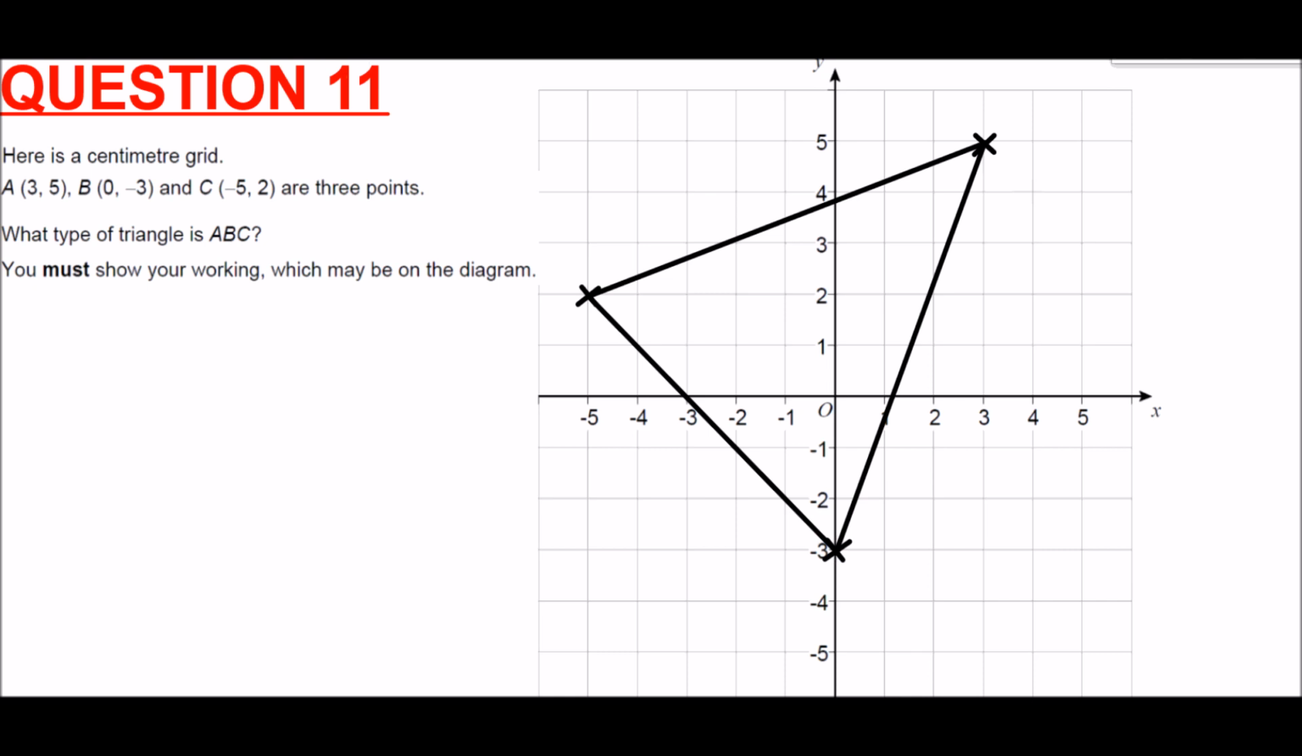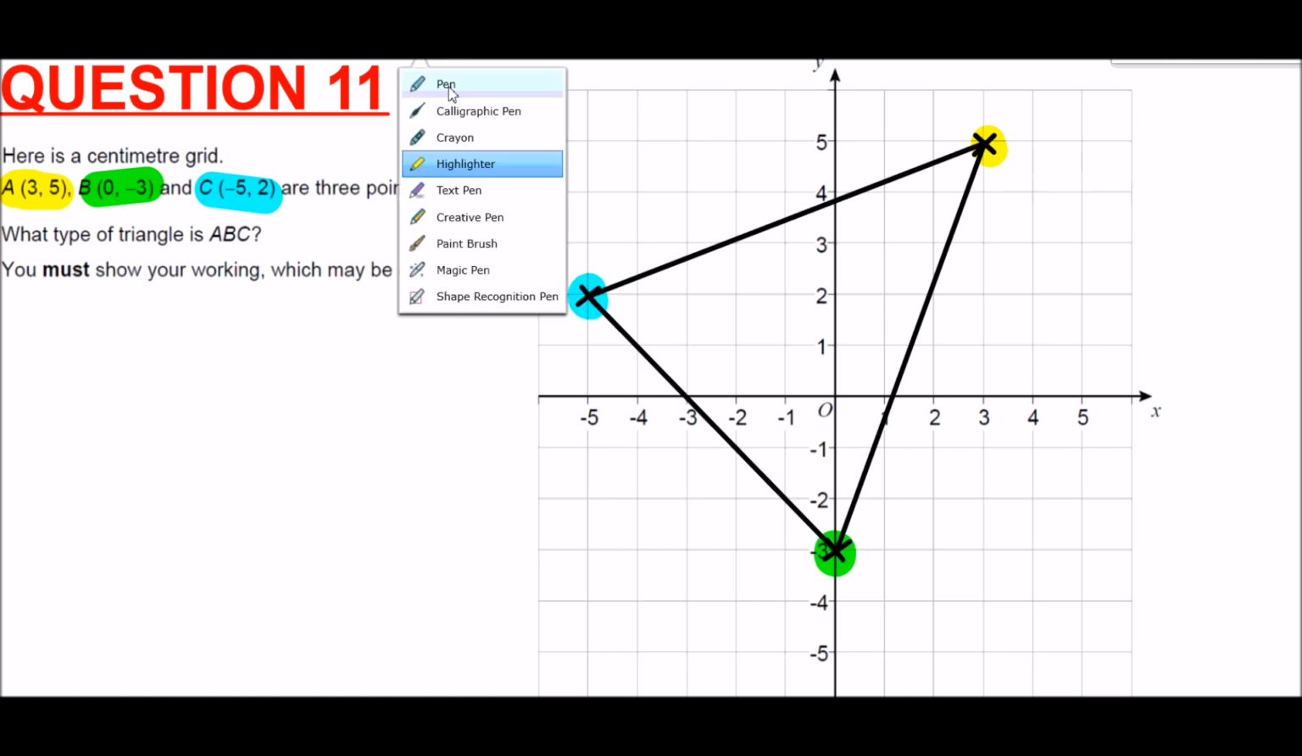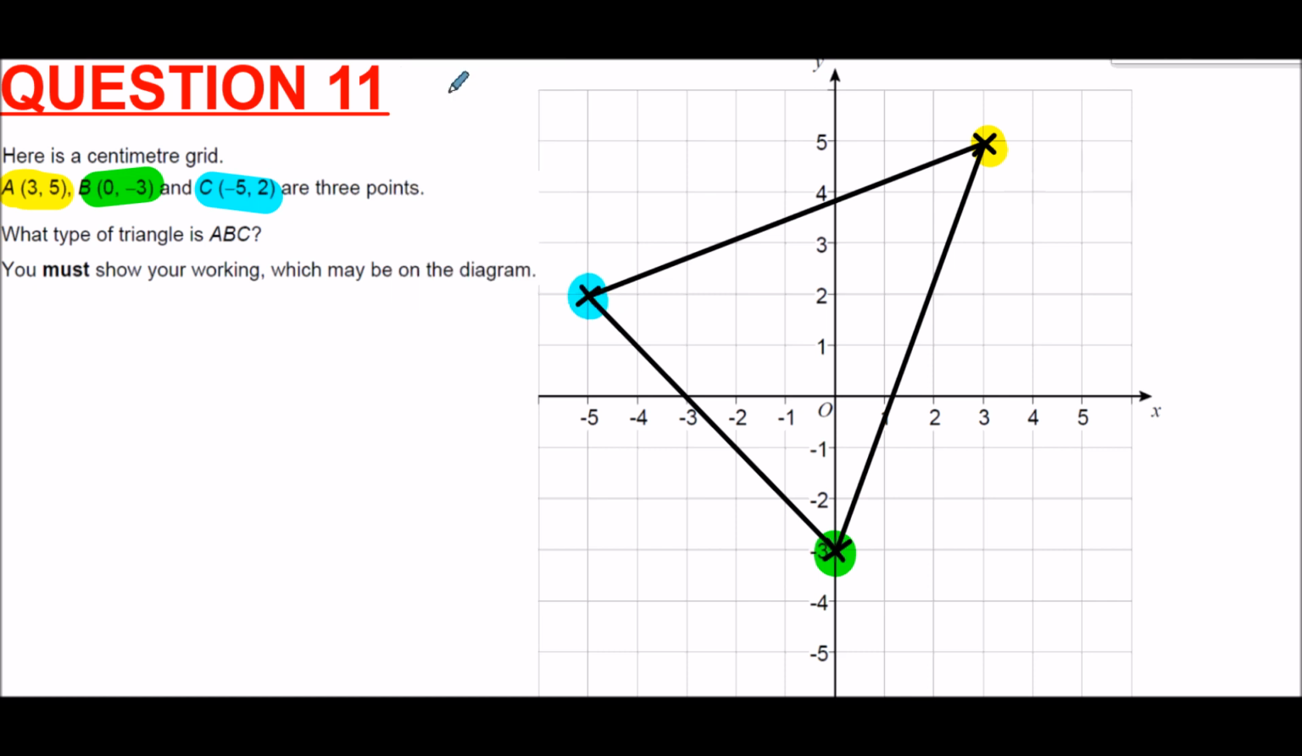So let's just make it clear what we've done. So point A was 3 and 5, which is this one over here. We then did point B, which is 0, minus 3, if we want at the bottom. The final point, point C, minus 5 and 2, is this one here. So that's all well and good, but what's the question actually asking us? It says, what type of triangle is ABC?